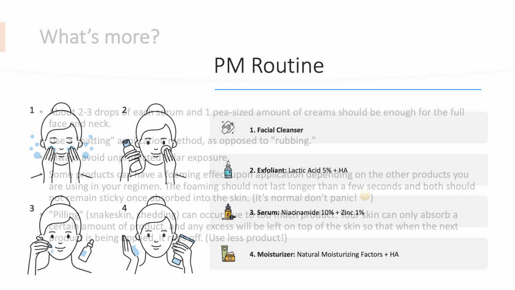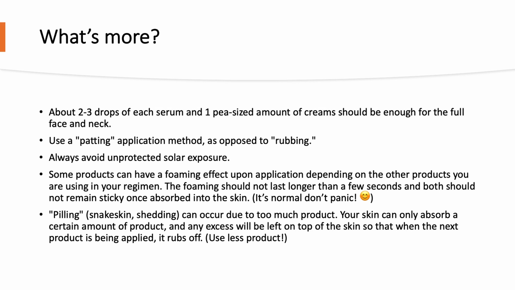Now what else do you need to know? Use about 2 to 3 drops of each serum, and 1 pea-sized amount of cream should be enough for the full face and neck. Use a patting application method as opposed to rubbing. Always avoid unprotected solar exposure. And some products can have a foaming effect upon application depending on the other products you are using in your regimen. The foaming should not last longer than a few seconds, and both should not remain sticky once absorbed into the skin. And the pilling, which is also called snake skin or shedding, can occur due to too much product.